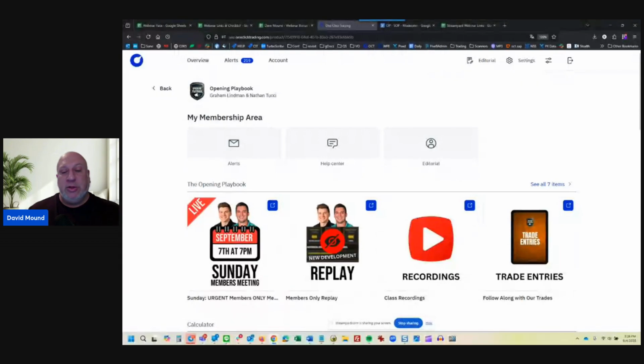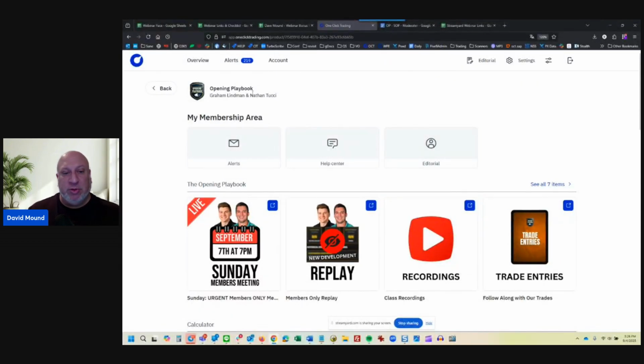Okay, so you should be able to see the members area. Mine might look a little bit different than yours, but if you go into the members area, it's still called the opening playbook in here. It is the same one membership area for opening playbook and closing playbook. Oh, let me share my screen. That would help. This should be what it looks like for you when you get in here.